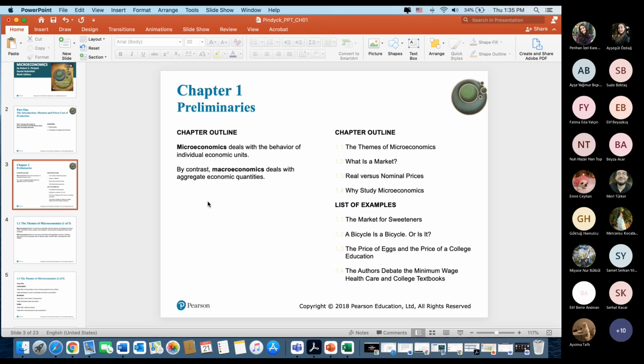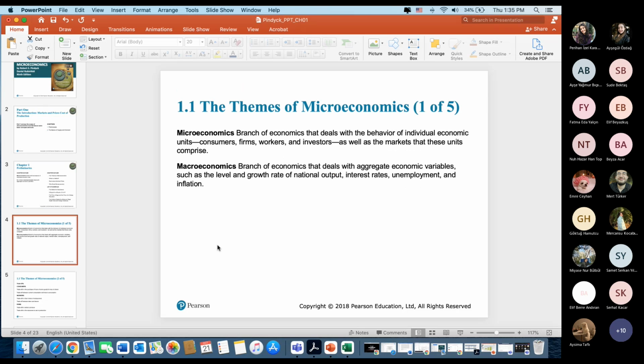So this is what microeconomics and macroeconomics are. We're going to look at the difference between micro and macro. Microeconomics is the branch of economics that deals with the behavior of individual economic units, consumers, workers, firms, investors, as well as the markets that these units comprise. Macroeconomics is the branch of economics that deals with aggregate economic variables such as the level and growth rate of national output, interest rates, unemployment, as well as inflation.